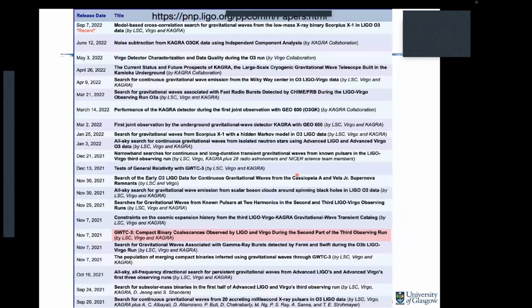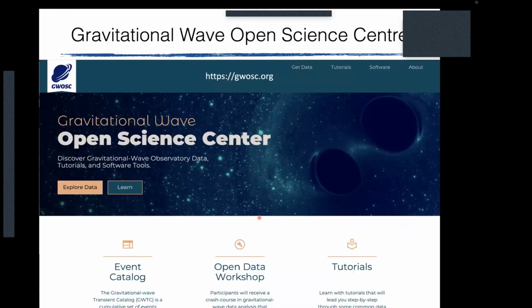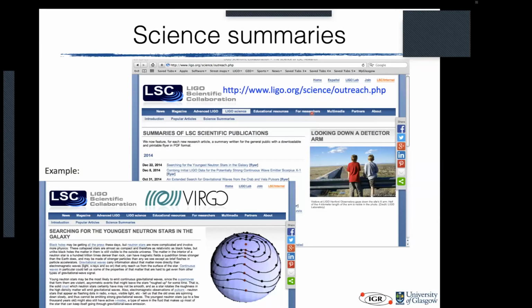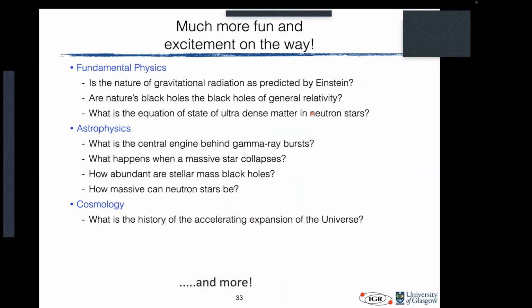Here is the Open Science Center, which I think Shushan will talk to you about more later. But you can actually go and download and play with gravitational wave data from the Gravitational Wave Open Science Center. So I will stop there. Sorry for going so long, and I hope I have left enough time for questions.